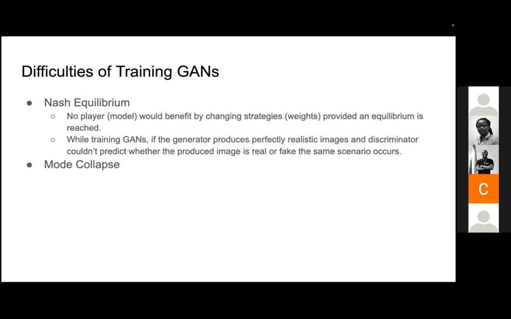Okay, I'm going forward. I thought that's the whole point, right? Isn't the whole point for it to reach the equilibrium where basically the discriminator is content and the generator is okay too?